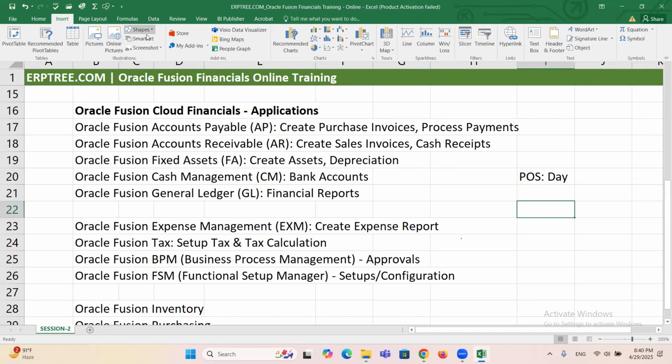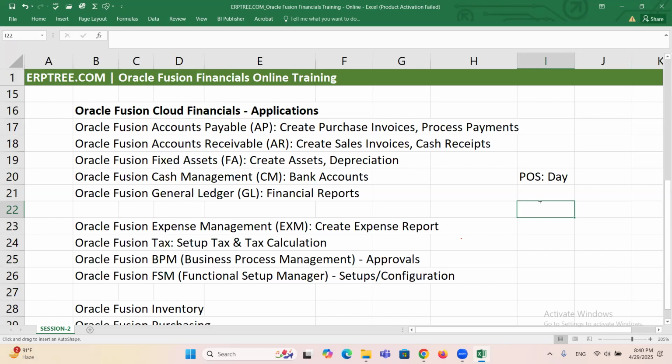This point of sale system will connect to receivables. Whatever revenue they generated for the entire day, they will simply create one receipt in receivables. For all the entire day's transactions, they can create a single sales invoice. That's how it works.